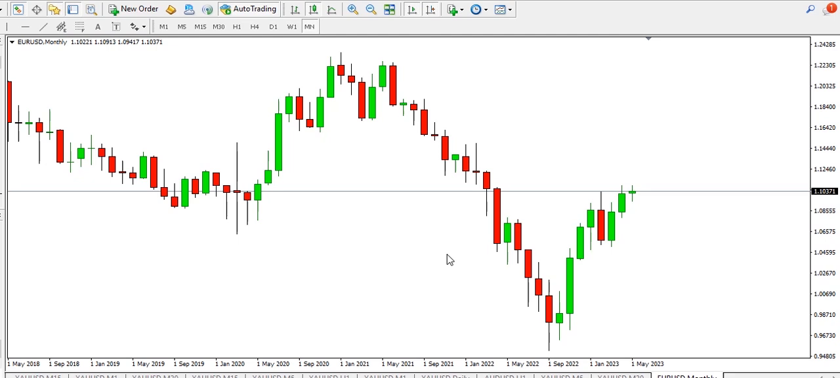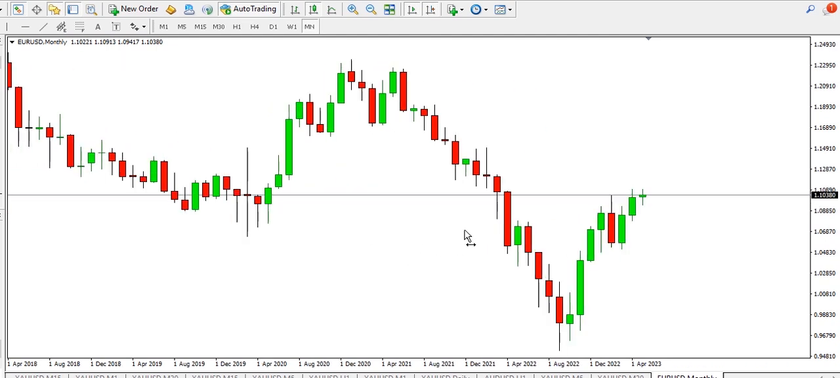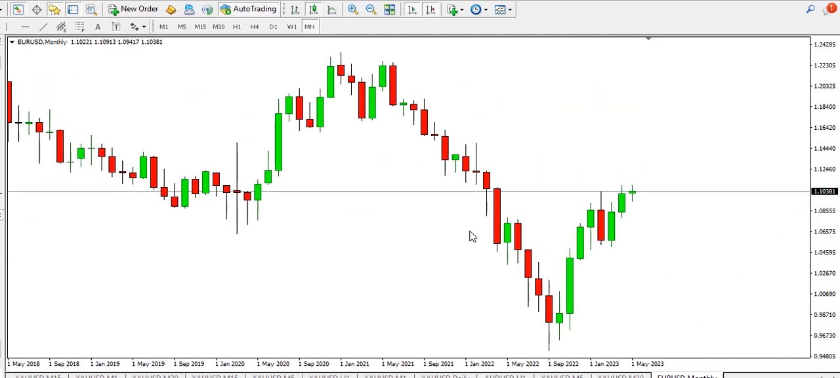Now, to find order blocks on the chart, I have a EUR/USD monthly time frame chart on the screen to check for order blocks. First of all, let's look at what an order block is.